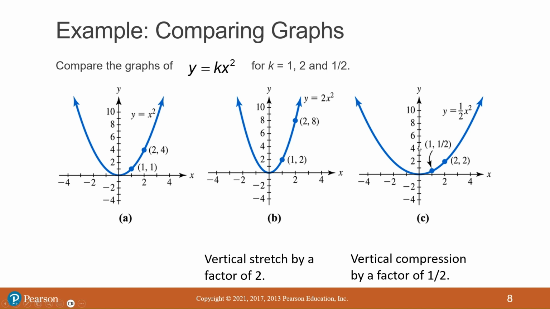On the other side of this, if we have k equal a half, and we have y equals 1/2 x squared, that causes a compression. So what happens here is our initial point is still 0, 0 for our vertex. But our next point over here is 1, 1/2. So we went from a 1 in our y down to a half in our y. So we have been vertically compressed by a factor of 1/2. If I go to my second point here, we've gone from 2, 4 to 2, 2. 4, half of 4 is 2. We've been compressed by half.